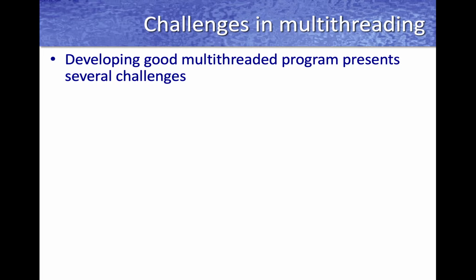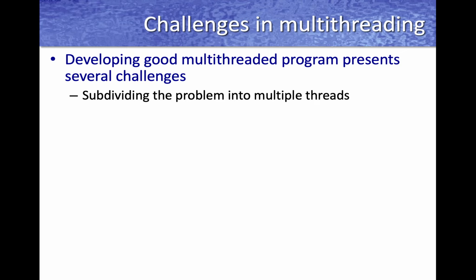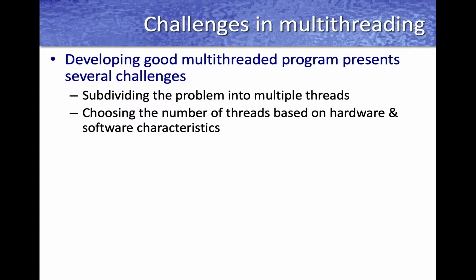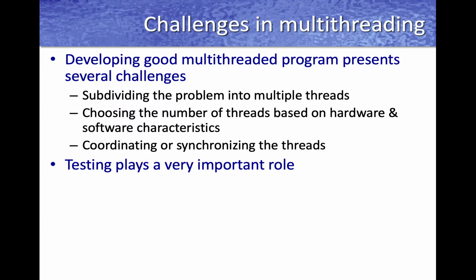Developing good multithreaded programs presents several challenges. First, we have to work on understanding how to subdivide the problem into multiple threads so each thread has some work to do. Then we have to choose the number of threads appropriately based on the hardware that we have available and of course the software characteristics that we are trying to work with. Some of the programs need to coordinate or synchronize these threads, which can pose additional challenges. Hence, testing, particularly testing multithreaded programs, is a very important concept to keep in mind.